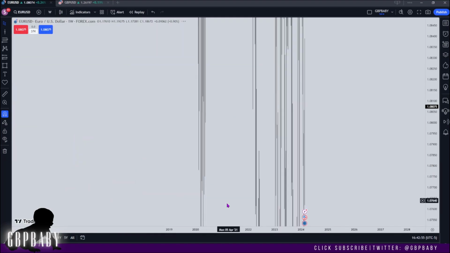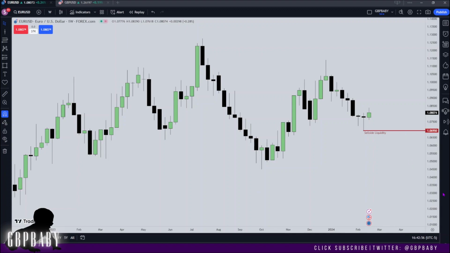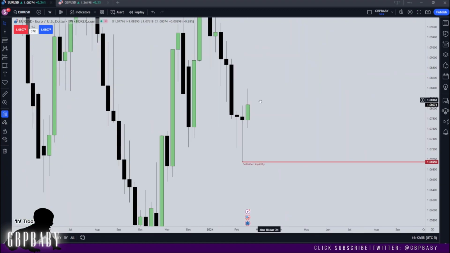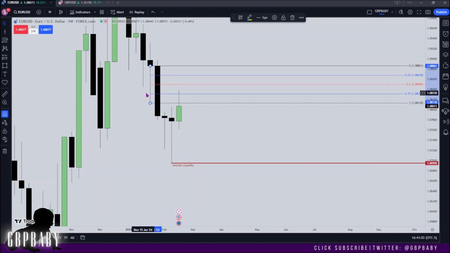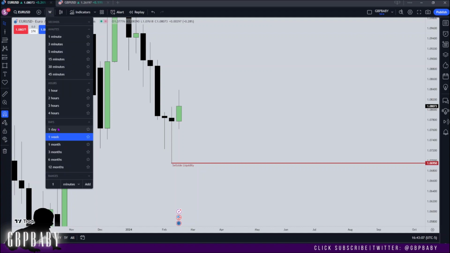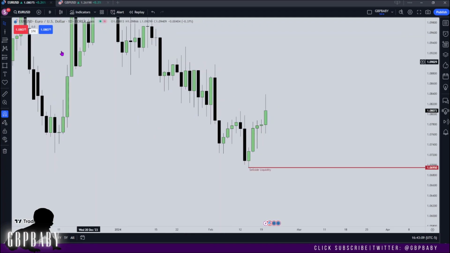And what you'll find, we'll start on the weekly with Euro. You'll see that Euro's traded higher. Where have we traded to specifically? We traded into the quarter level of this wick. That's interesting. And then if we drop down to the daily, you'll see we've taken out these buy stops.